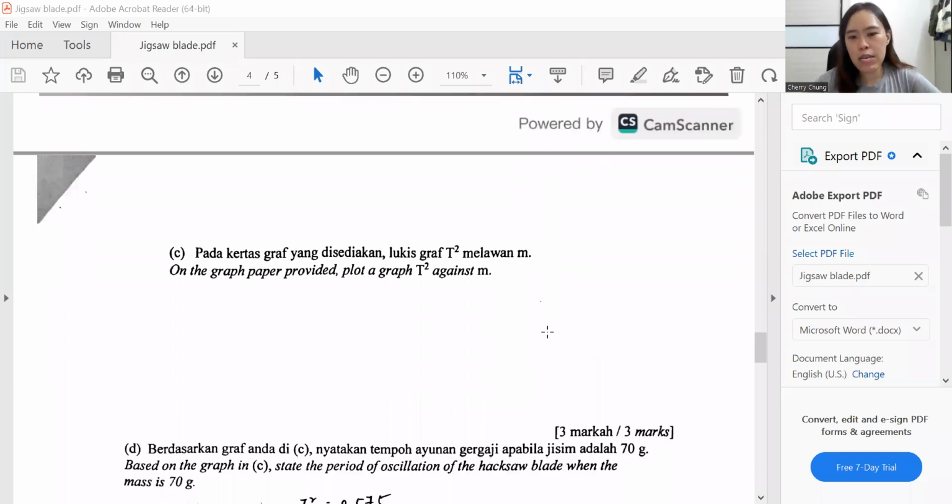So you see here, they ask you to draw the graph of T squared against M. So remember which one is your y-axis and which one is your x-axis. The one before 'against' is your y-axis. The one after 'against' is your x-axis.